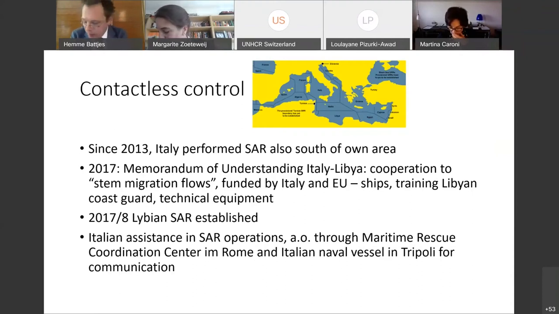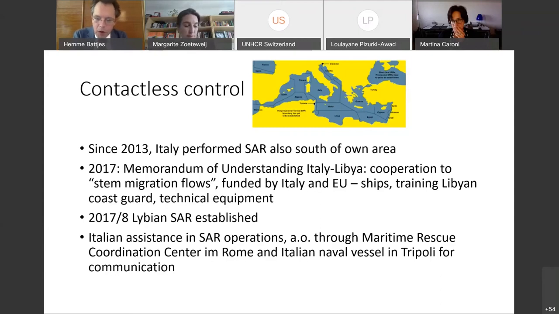After Hirsi, Italy stepped up its efforts as regards search and rescue. So it initiated search and rescue campaigns not only within its own SAR area, but also south of that. For all coastal states have a search and rescue area where they should coordinate search and rescue operations for ships in distress. So they performed search and rescue expeditions all the way to the Libyan territorial waters. And they would bring the migrants they found to Italy.